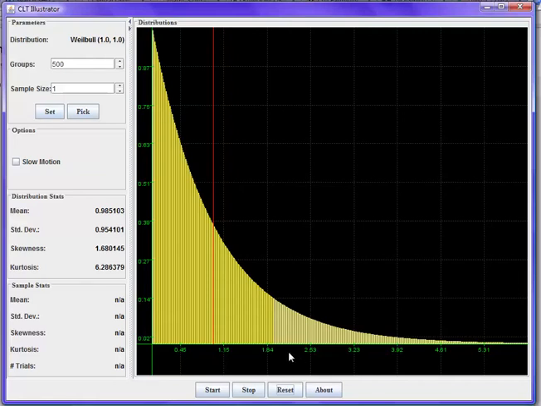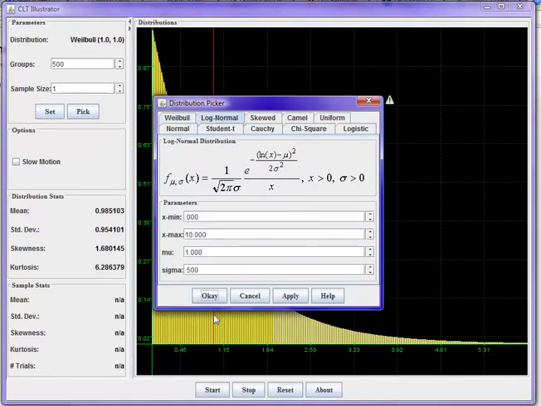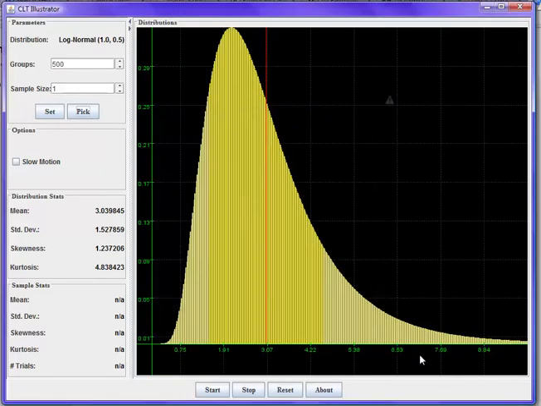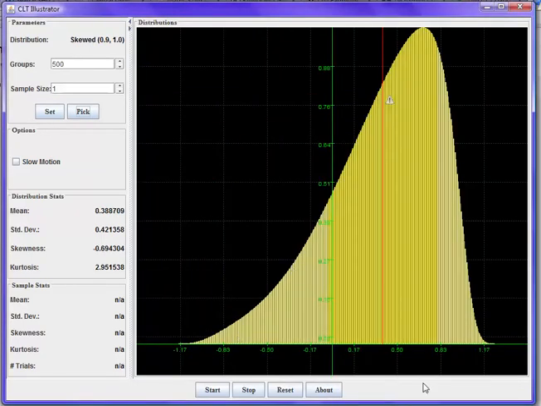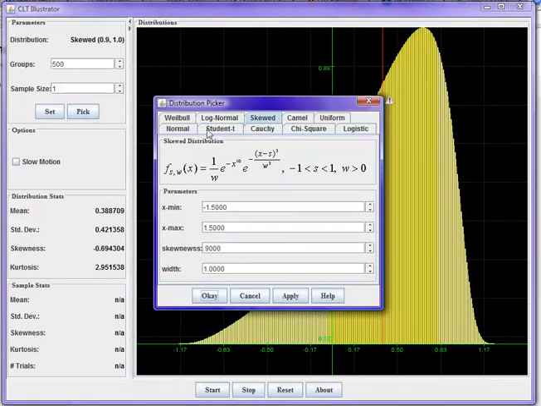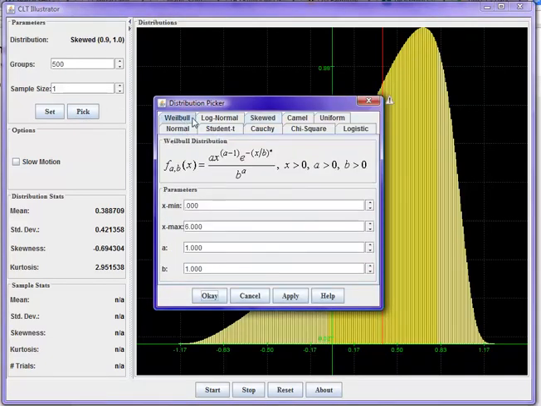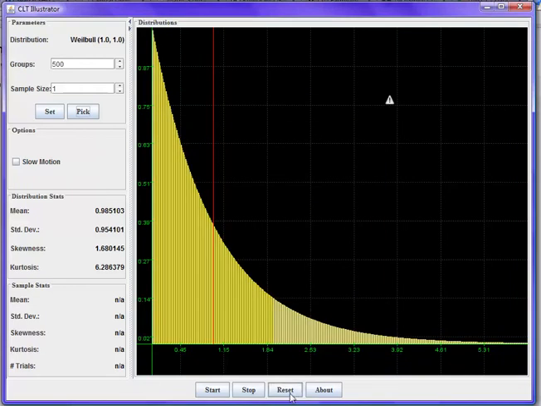So for example, I can start with the Weibull distribution, or I can start with a log normal distribution, and it will look like this. It's on a log scale. Or I can have a skewed distribution, and I could sample it, and when I plot the means of my samples, it would actually be normal, around over here. I'm going to prove this to you through this video. So let's start with the Weibull distribution, and this one has 500 groups.